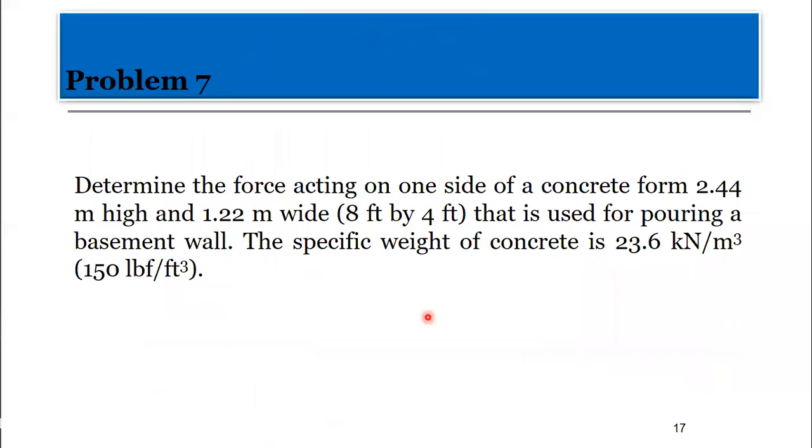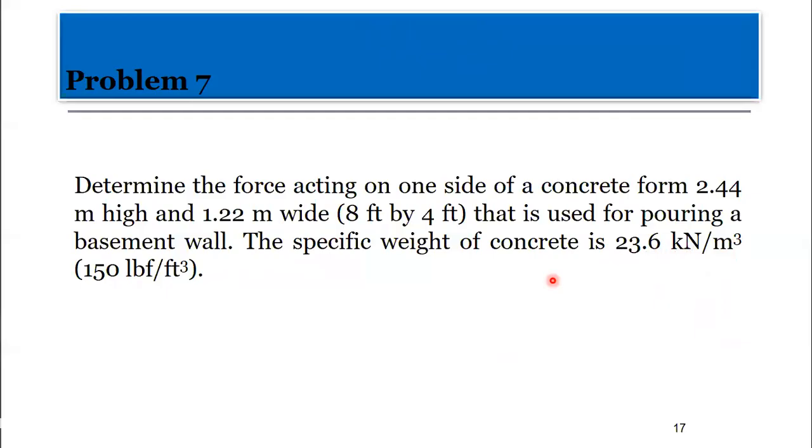So now we are on the 7th question, which is: determine the force acting on one side of a concrete form, 2.44 meters high and 1.22 meters wide. That's 8 feet by 4 feet, okay? That is used for pouring a basement wall. The specific weight of the concrete is 23.6 kilonewtons per cubic meter, okay? Now, this is what we are doing.